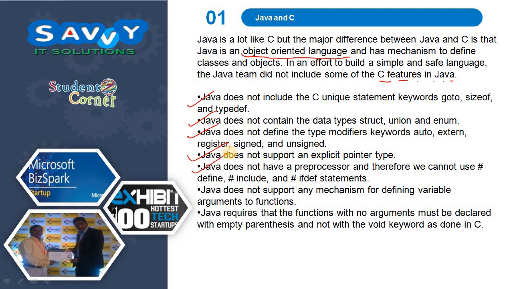Java does not have a preprocessor, and therefore we cannot use #define, #include, and #ifdef statements. Java does not support any mechanism for defining variable arguments to functions. Java requires that functions with no arguments must be declared with empty parentheses and not with the void keyword, as done in the C language.